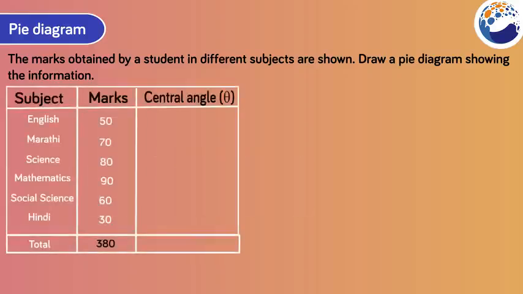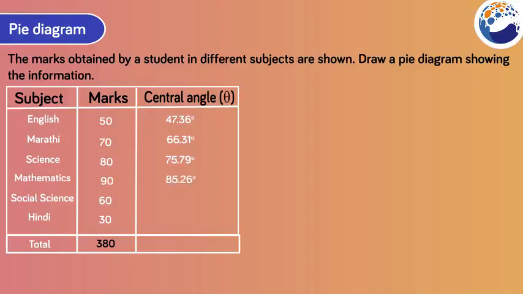For English, central angle is equal to 50 upon 380 into 360 degrees is equal to 47.36 degrees. For Marathi, central angle is equal to 70 upon 380 into 360 degrees is equal to 66.31 degrees. For science, central angle is equal to 80 upon 380 into 360 degrees is equal to 75.79 degrees. For mathematics, central angle is equal to 90 upon 380 into 360 degrees is equal to 85.26 degrees.